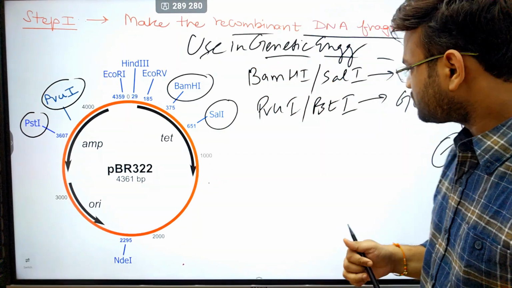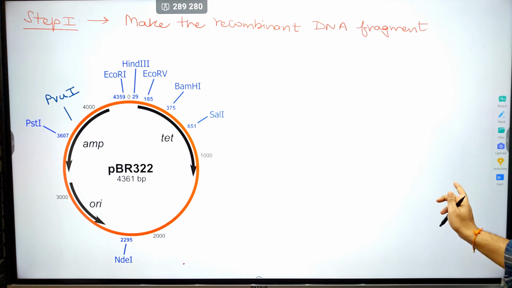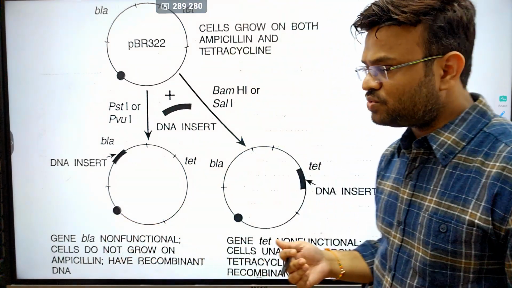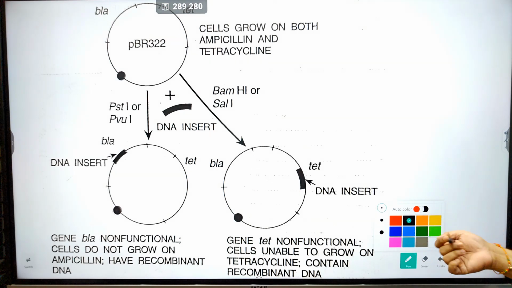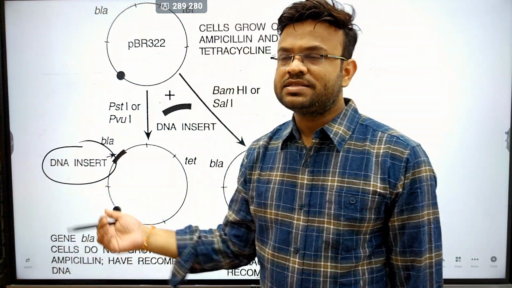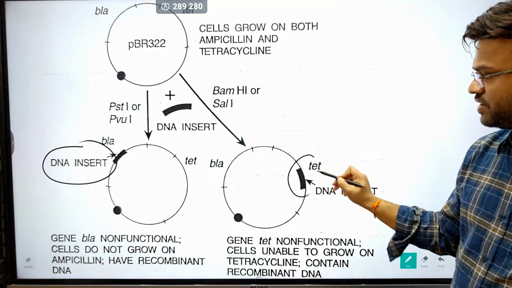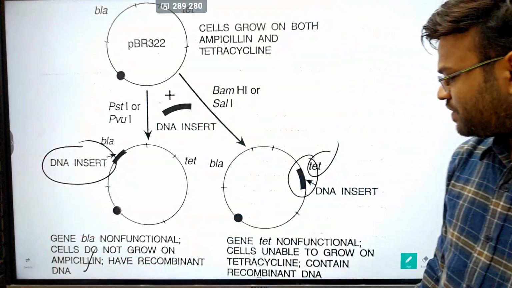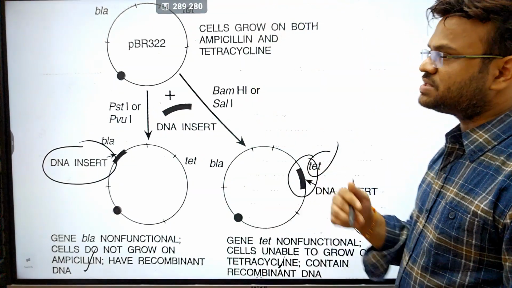Now, let us move forward and discuss the next thing. This is the diagrammatic representation which is telling you how you can integrate your gene of interest inside the different selectable markers. Over here you can see that the DNA insert has been integrated inside the ampicillin resistance, and over here you can see the gene of interest integrated inside the tetracycline resistance. So ampicillin has been inactivated over here and tetracycline has been inactivated over here because of insertional inactivation. I hope this is clear to you.